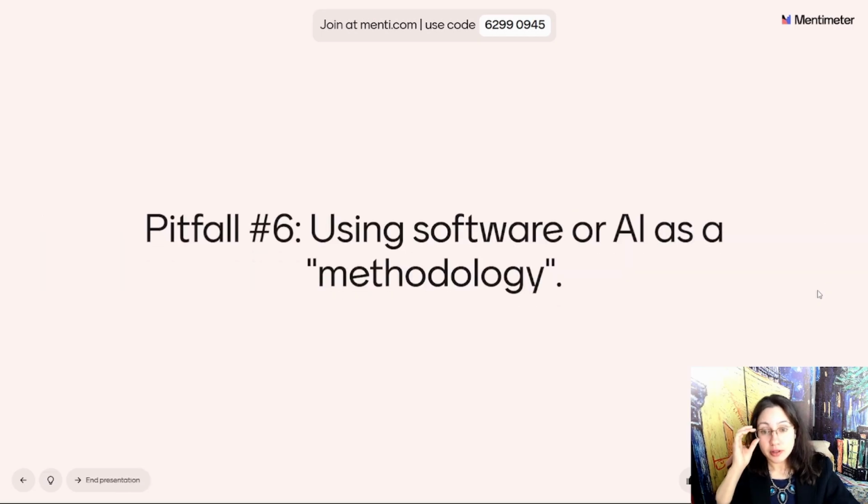Finally, a quick note on using software or AI as a methodology. There are a lot of qualitative software out there, Quirkos, NVivo, Atlas, to name a few. These can be really helpful for storing data, for organizing data, but the software cannot do the analysis for you. The software is not a methodology. You still need to be doing your thematic analysis and using the software as you would an Excel spreadsheet, a Word document, or even pen and paper and sticky notes, as was done before the age of computers.